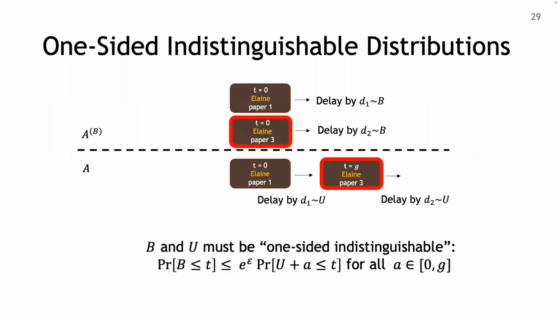And we can vary where the second comment arrives anywhere between 0 and G. We got that the distribution of B and U plus A should be similar for any A in the range 0 to G. What is G? Yeah, so G is a parameter of our privacy model.